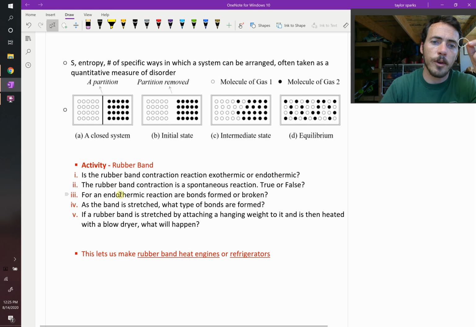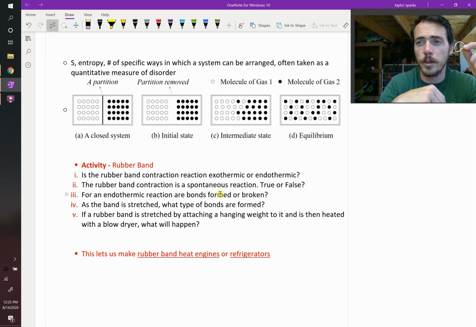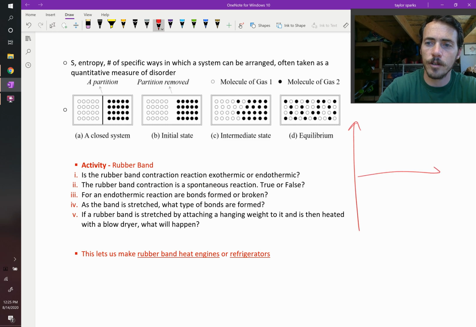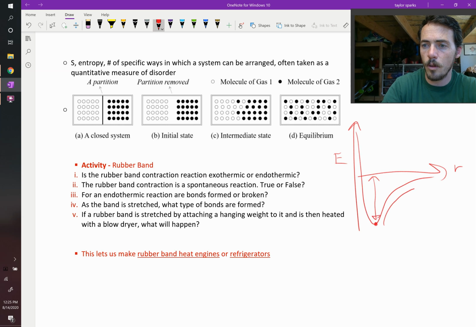So how about this? For an endothermic reaction, are bonds formed or broken? Well, endothermic means it's absorbing energy, so it must be breaking bonds, right? Not forming them. Forming would give off heat. Breaking bonds. Think of like our potential energy well. Remember how we looked like this? When you form a bond, you had energy versus interatomic distance, right? Energy versus interatomic spacing. When it's chilling down here, that's a bond has formed, and to pull it all the way away, you have to go up in terms of energy. So you have to absorb energy, okay?